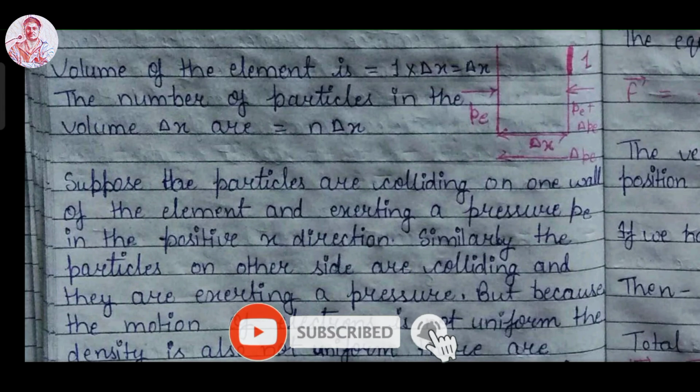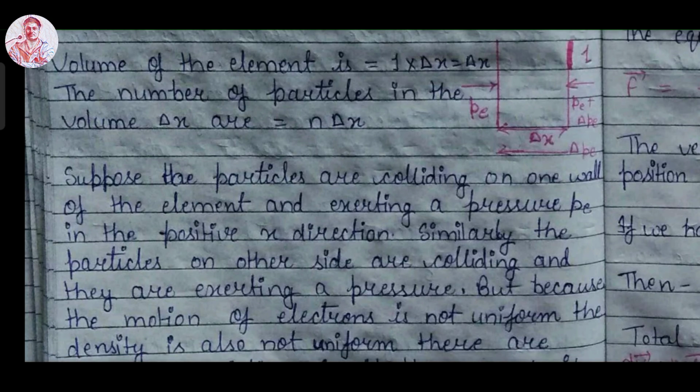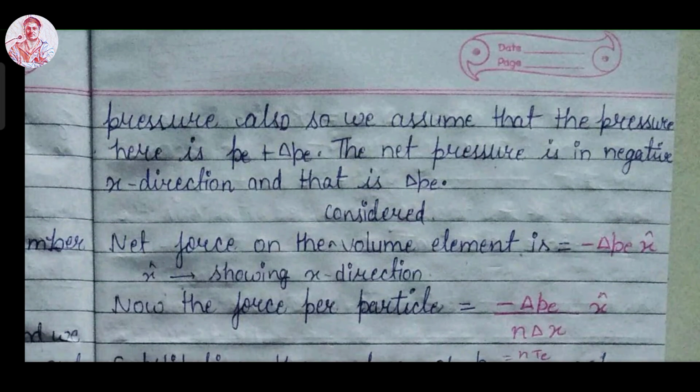Suppose the particles are colliding on the wall of the element and exerting the pressure P in the positive x direction. Similarly, the particles on the other side are colliding in the negative x direction. But the motion of the electron is not uniform, so the density will also be variable. Due to this, the partial pressure will also vary by delta Pe, and the net partial pressure we can write as Pe plus delta Pe.